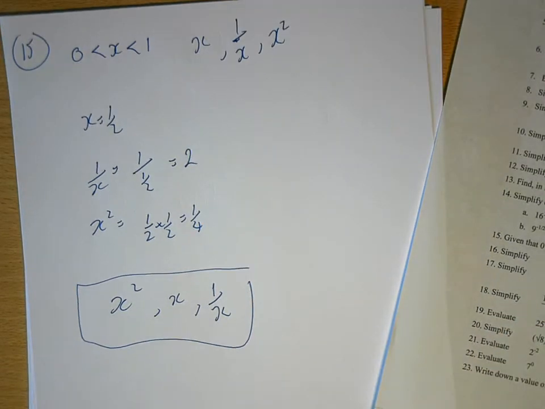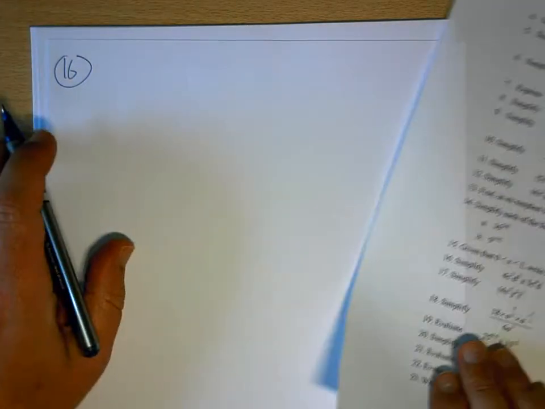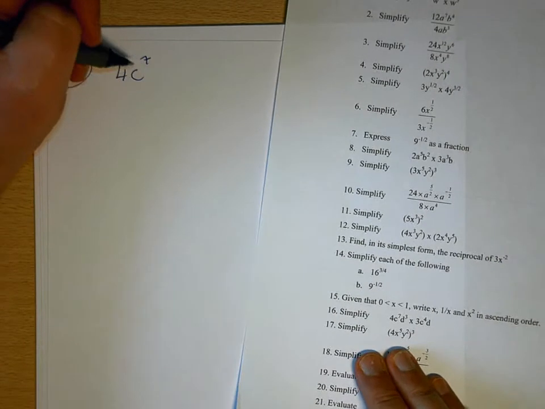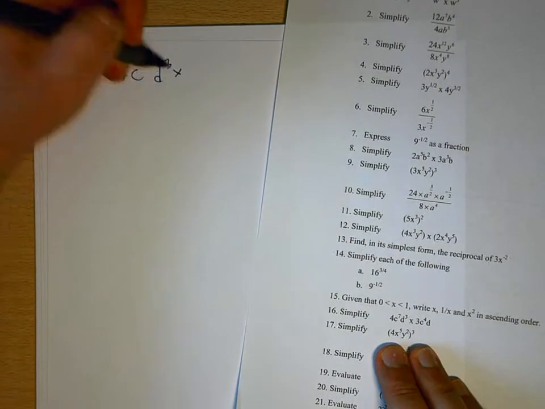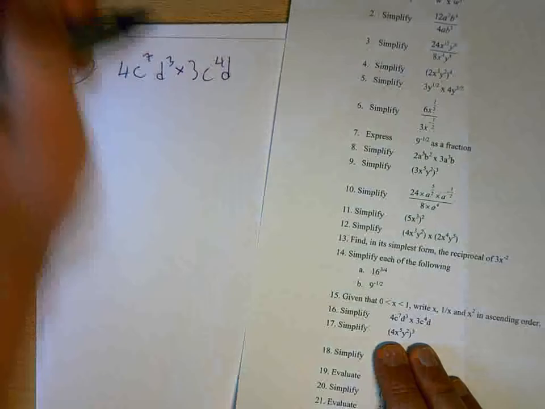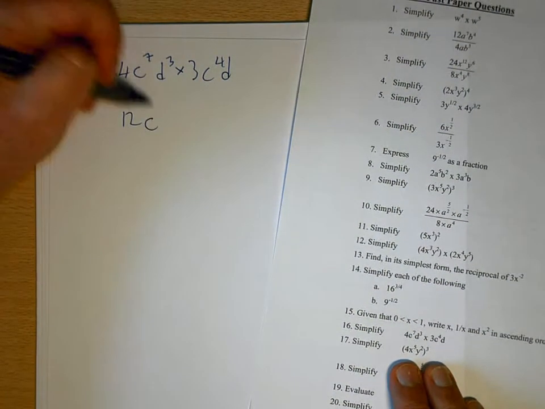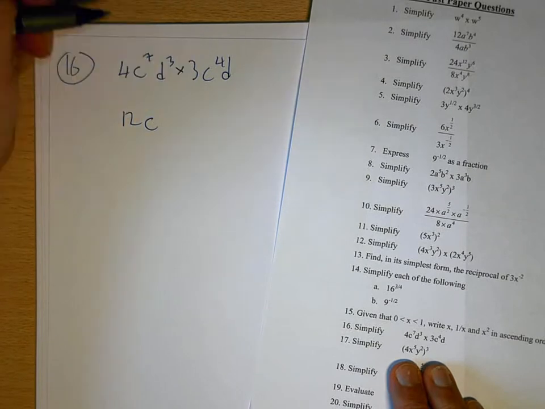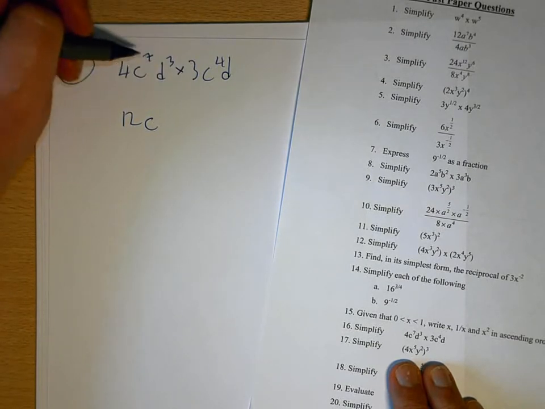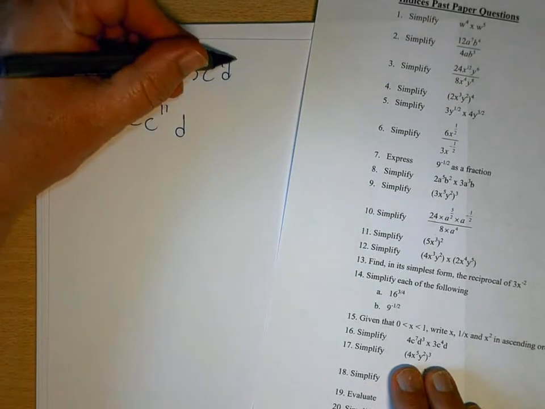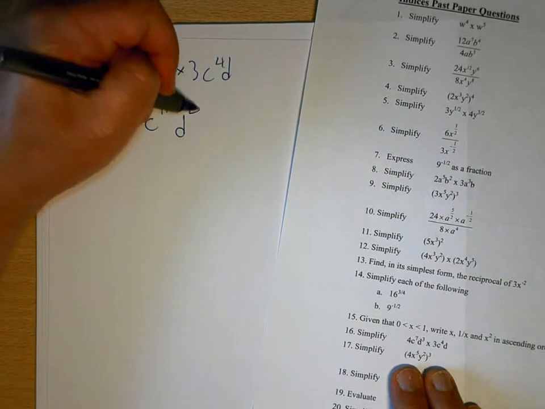Okay, question 16. So this is a straightforward one. 4 c to the 7 d cubed times 3 c to the 4 d. Numbers, multiply, 4 3s are 12. The bases c, add the powers together, so it's going to be 7 add 4, which is 11, and d, 3 plus, remember there's a 1 there which you don't write, so that's going to be 4.